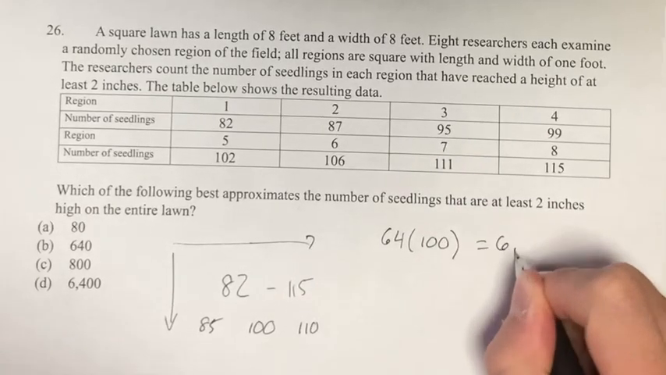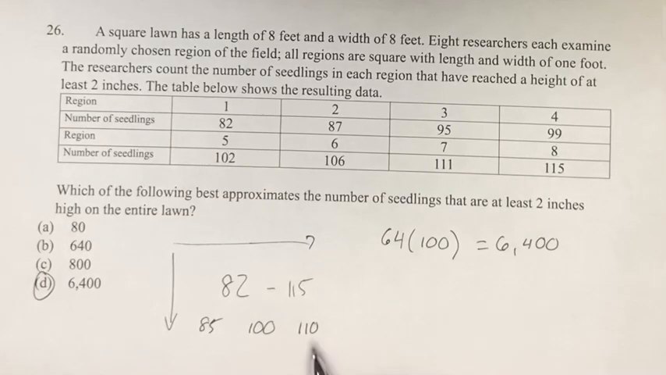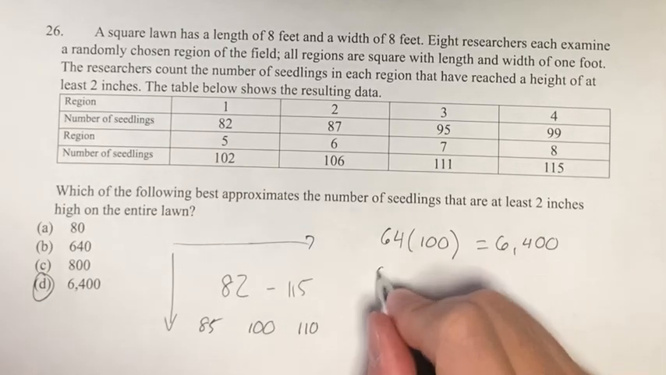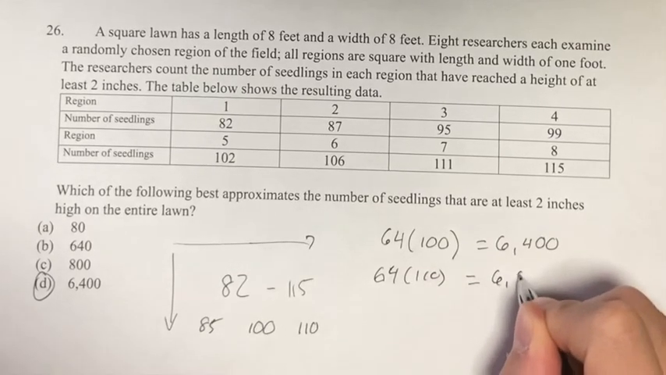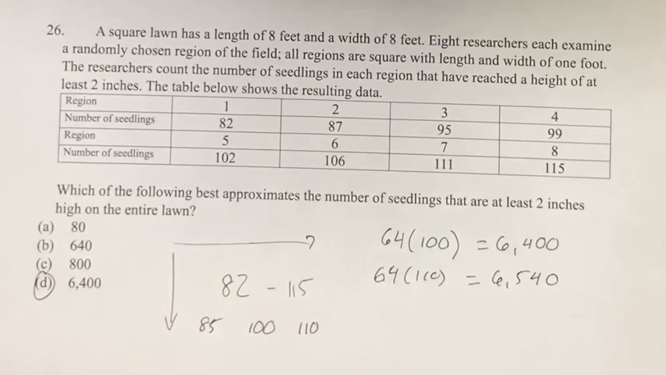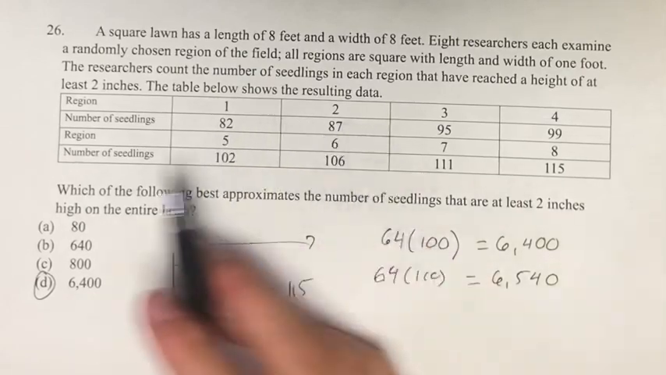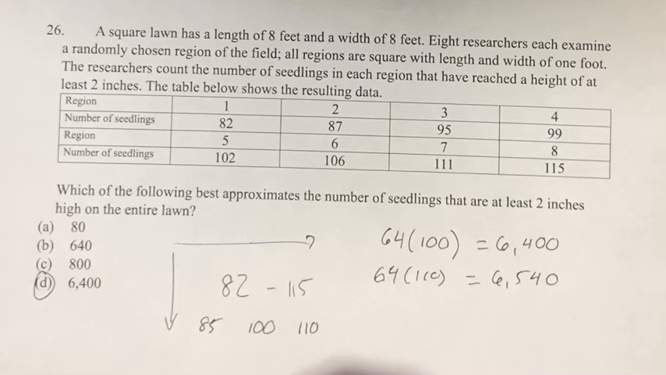is 6,400, which is equal to D. But even if we had tried 110, 64 times 110 is 7,040. That's nowhere near any of the other answers, so D is still going to be your final answer. If you're not comfortable with doing this, then just take the average. You do 82 plus 87, and so on. Divide that total by the number of regions, and you'd get the same value, leading you to D. Either way, D is your final answer.